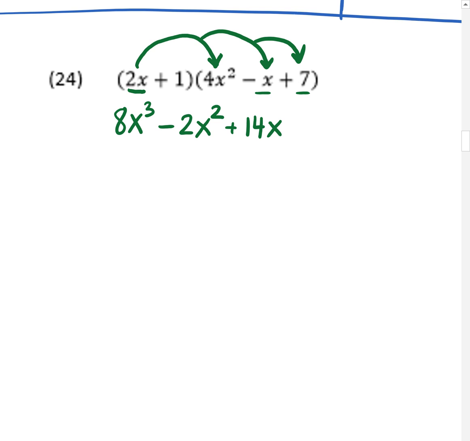And now I'll focus on the second term in the first polynomial, the 1. 1 times 4x squared will be 4x squared. 1 times negative x is negative x. 1 times 7 would be 7.